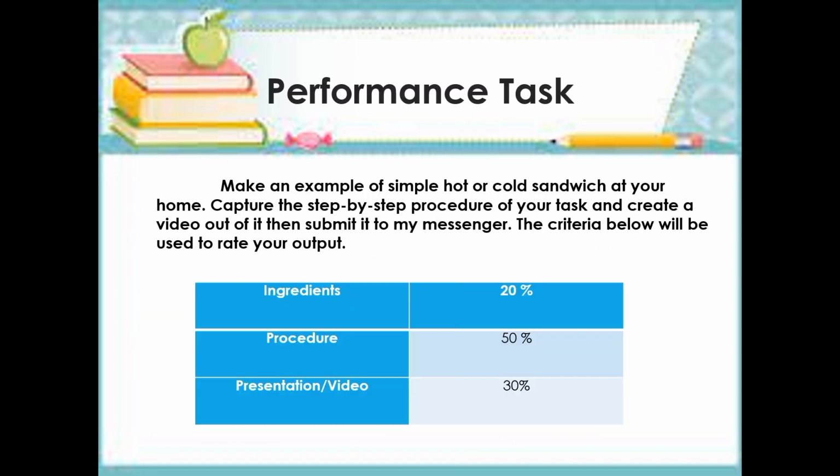For your performance task, which will be done at home, make an example of simple hot or cold sandwich, capture the step-by-step procedure of your task, and create a video out of it, then submit it via Messenger. The criteria below will be used to rate your output. Ingredients 20%, procedure 50%, presentation or video is 30% for a total of 100%.